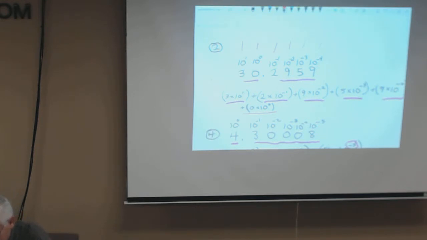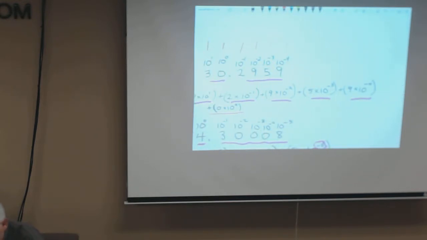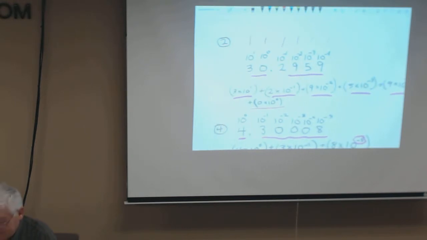So then it's 2 times 10 to the negative 1 plus 9 times 10 to the negative 2 plus 5 times 10 to the negative 3 plus 9 times 10 to the negative 4. So I put the zeros in there so I don't lose track of these place values. Okay?